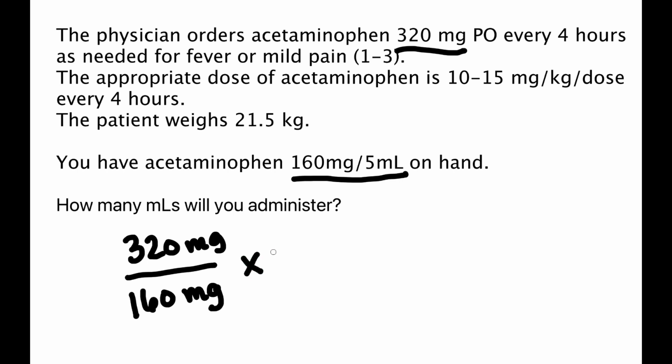And you times this by the quantity, which in this case is 5 mLs. To do this, we take 320 here, divided by 160, times 5. And this gives us 10 mLs.